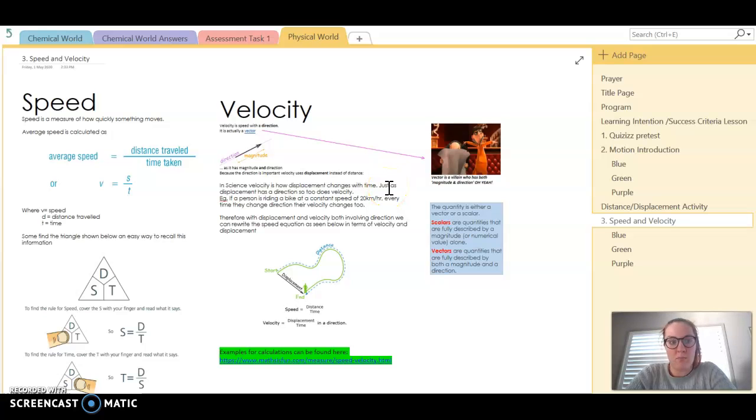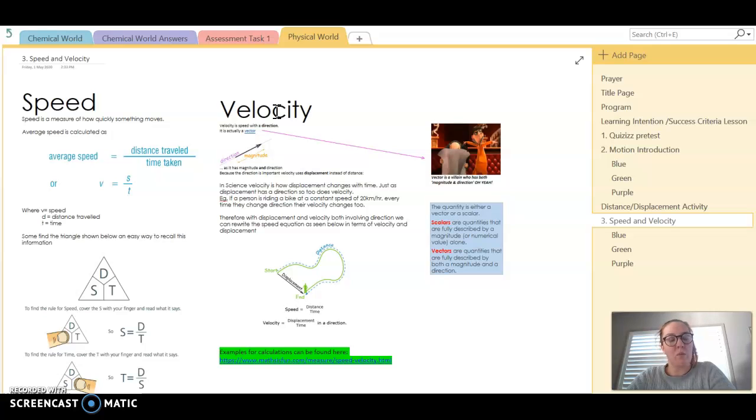Today's lesson, you need to compare speed and velocity. Speed and velocity are often used interchangeably as the same thing, but they're not the same thing. One is a measure of how quickly something moves, which is speed, and the other is speed with a direction. So speed and velocity are really closely connected to distance and displacement.